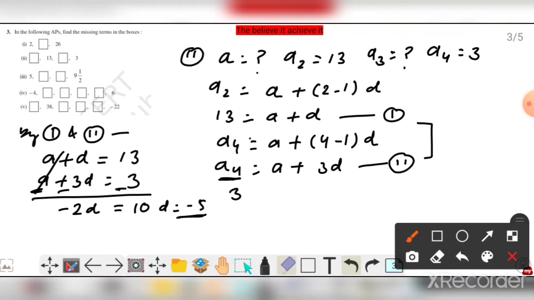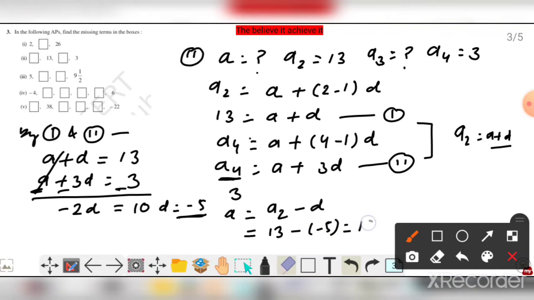Okay. Now we got the value of D. So we can find out the value of A. A equals what will be? A2 minus D. Because A2 equals A plus D, so A equals A2 minus D. A2 minus D equals what will happen? 13 minus D, which is minus 5. A equals 18. Understanding?